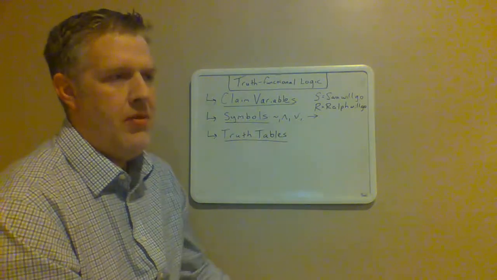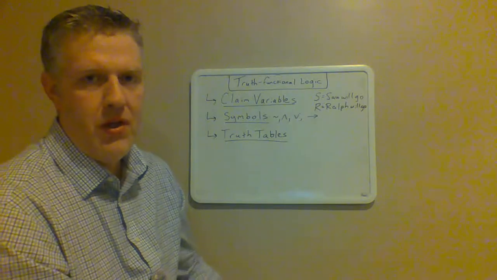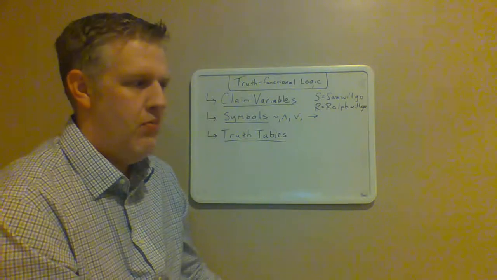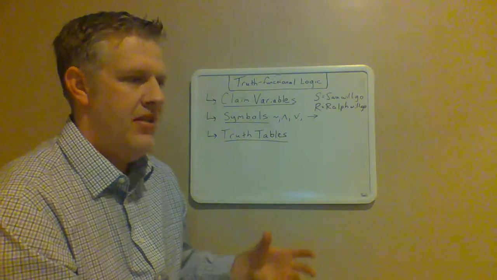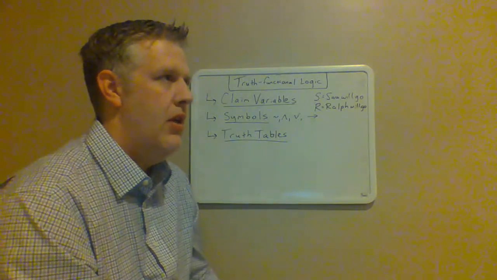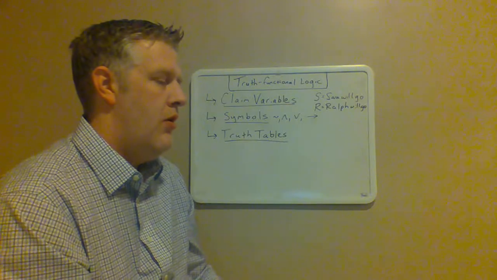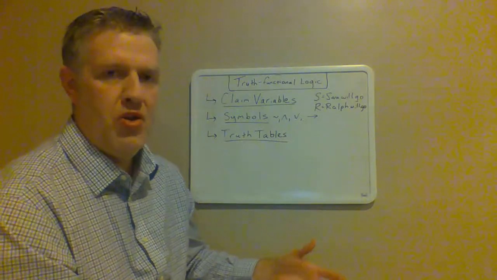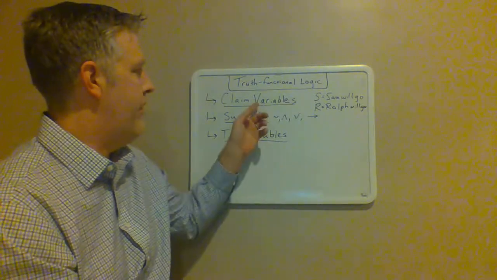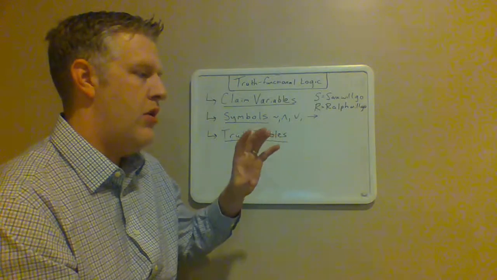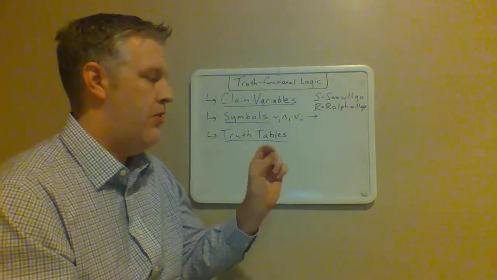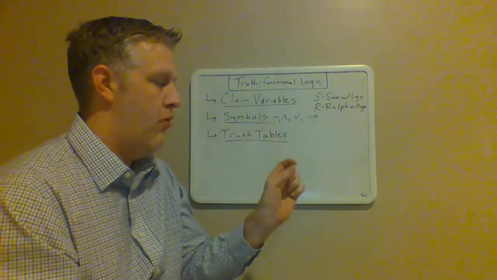Truth functional logic is sometimes referred to as propositional logic or sentential logic, and basically it's the logical analysis or breakdown of something that's said in terms of its truth value or its components' truth value. So if somebody says something like, Sally will go, but Maria and Roger won't, the idea is we will translate that into logical claim variables and symbols and try to discern very clearly when that whole statement will be true based on the truth and falsity of its more basic components.